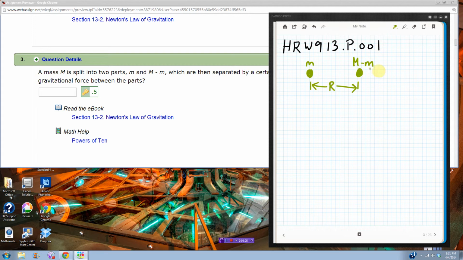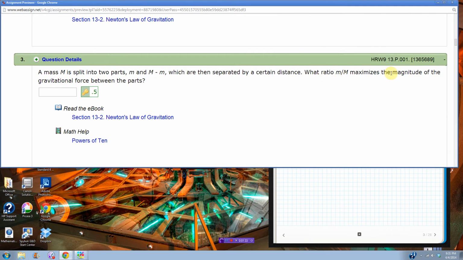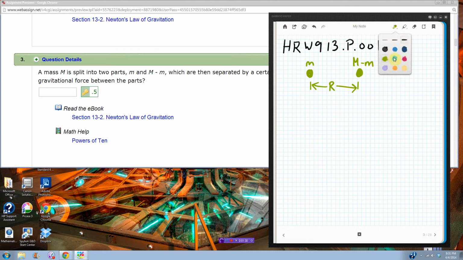So that's really our only variable here. Everything else is constants. So I need to write an equation for the thing I want to maximize in terms of little m as a variable. I want to maximize the magnitude of the gravitational force between the parts. The equation for gravitational force between two masses is big G, m times m, where one of the m's is little m, one is big M minus little m, and everything is divided by r squared. I want to maximize this.